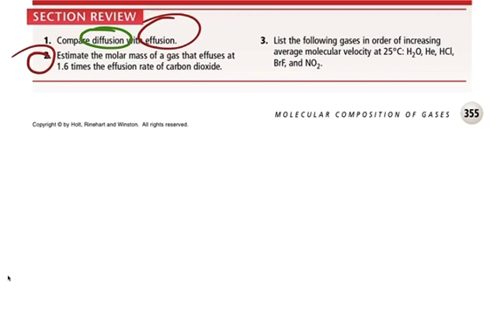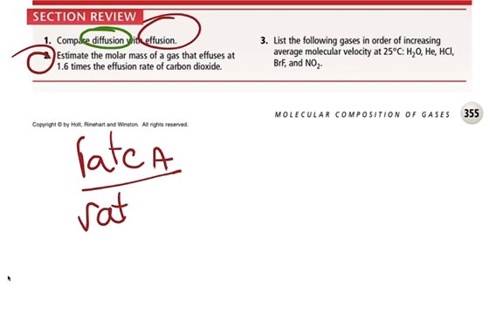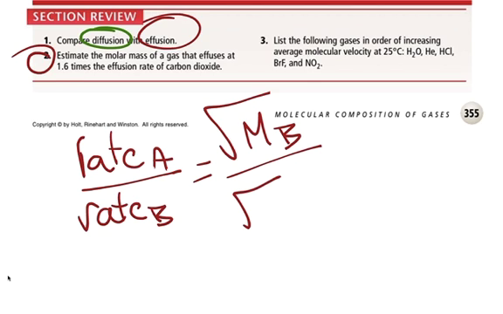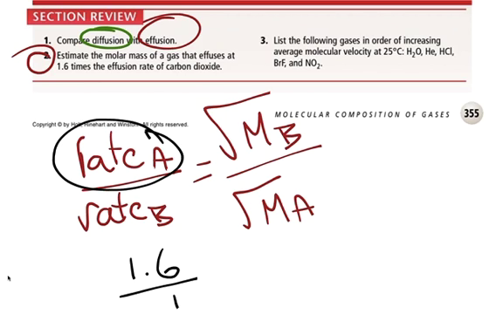Now this is going to use that equation. Estimate the molar mass of a gas that effuses 1.6 times the effusion rate of carbon dioxide. Now we have this funny equation. Let's see, how do we use it? We have the rate of A over the rate of B is equal to the square root of the molar mass of B over the square root of the molar mass of A. So we're saying a gas effuses at a rate 1.6 times that of carbon dioxide. So that would be 1.6 over 1. Gas A is 1.6 times faster than gas B, and gas B in this case is our carbon dioxide.